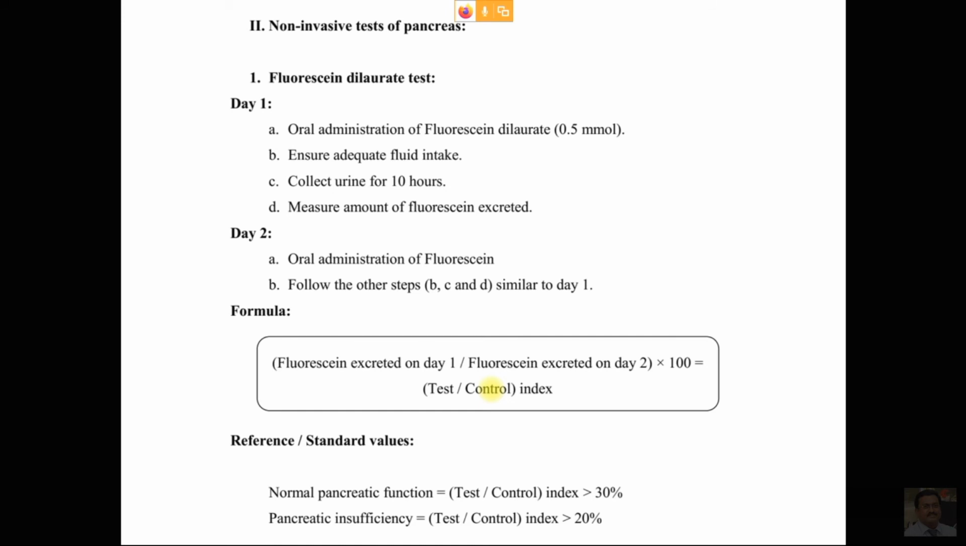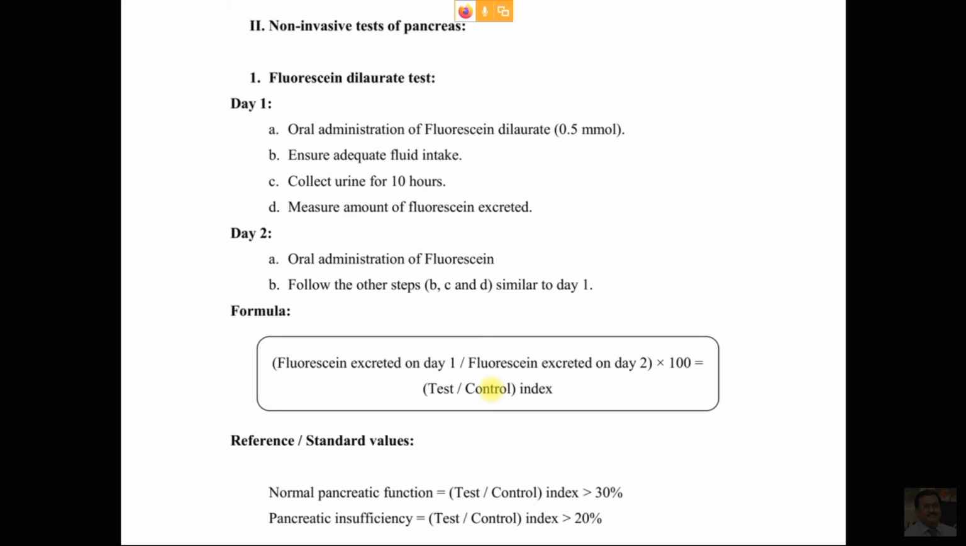The T by C index is a value that is very important for identifying the status of the pancreas. You can see in the next section the reference or standard values. These reference values are very important. You have to remember all these points. The normal pancreatic function corresponds to a T by C index of approximately 30. If it is around 30, it means normal.